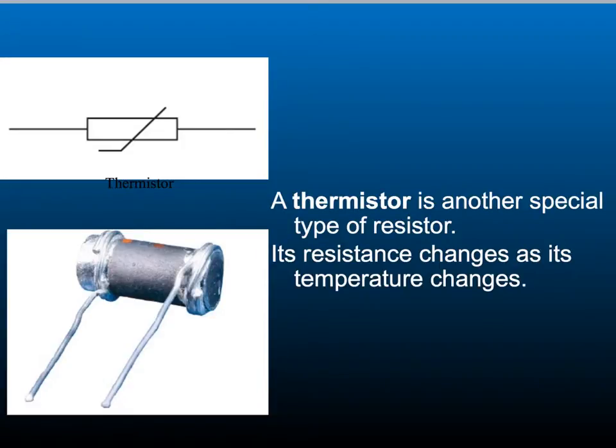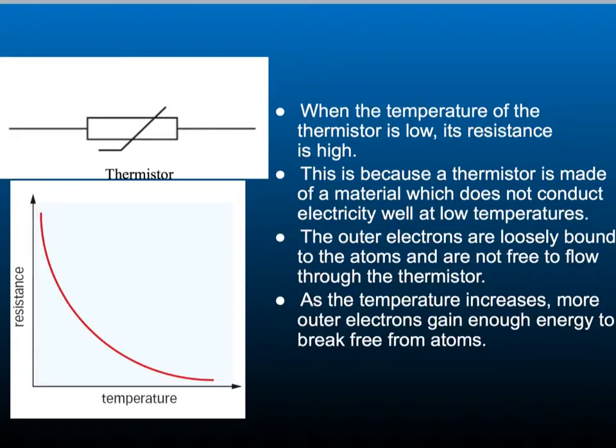This is another special type of resistor. It's a thermistor. In this component, its resistance changes as the temperature changes. When the temperature of the thermistor is low, its resistance is high. This is because the thermistor is made of a material which does not conduct electricity well at low temperatures. The outer electrons are loosely bound to the atoms, and they are not free to flow through the thermistor.